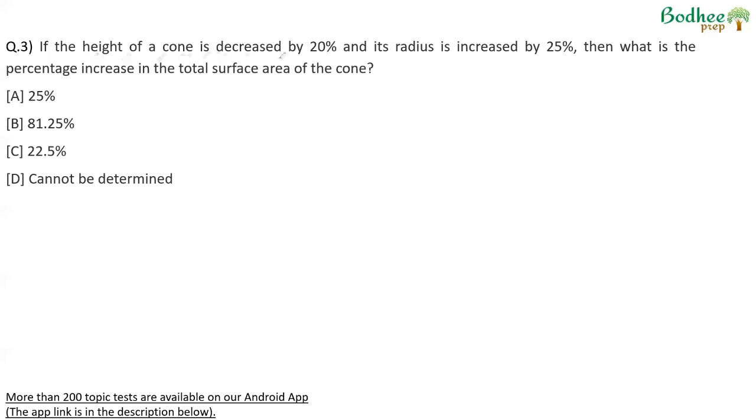If the height of a cone is decreased by 20% and radius increased by 25%, what is the percentage increase in total surface area of the cone? Now, the total surface area of a cone is curved surface area plus area of base, which is pi r L plus pi r square, which is pi r into (L plus r).